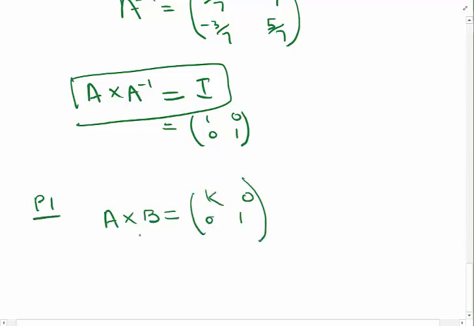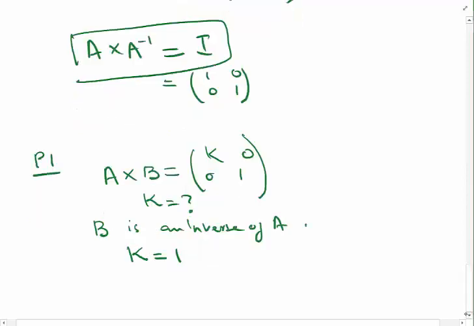Now we are required to find the value of K such that B is an inverse of A. Alright, since we know that when we multiply any matrix with its inverse, the answer should be the identity matrix, therefore K should be 1.